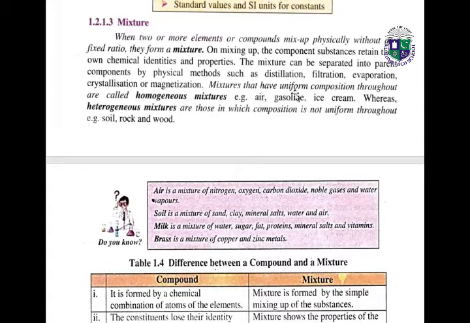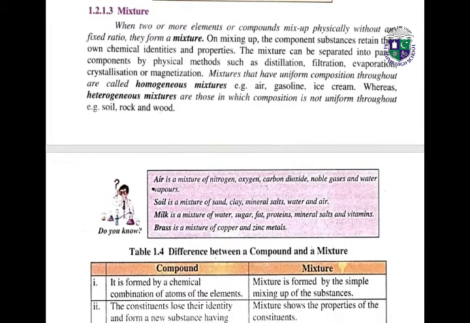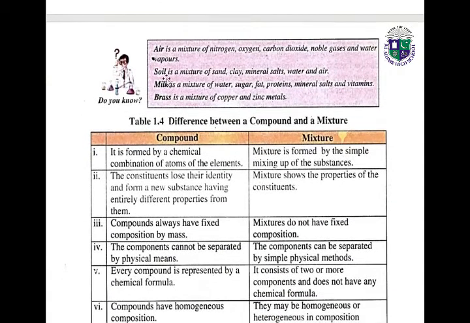Mixtures that have uniform composition, जिनकी एक जैसी composition होती है, are called homogeneous mixtures. For example, air, gasoline, ice cream. Whereas heterogeneous mixtures are those in which the composition is not uniform. ऐसे mixtures जिनकी composition uniform नहीं होती, they are called heterogeneous mixtures. For example, soil, rock and wood. Next students, we have important information: air is a mixture of all these gases, soil is a mixture of all these things, milk is a mixture of all these things, brass is a metal which is a mixture of copper and zinc metals.